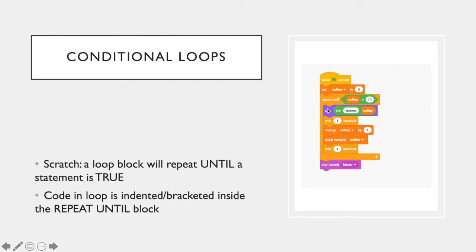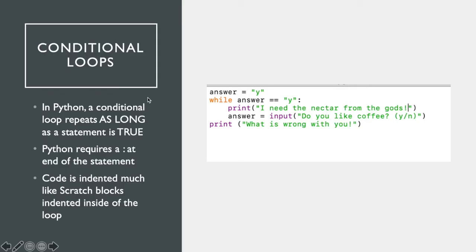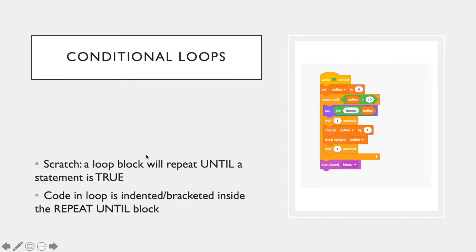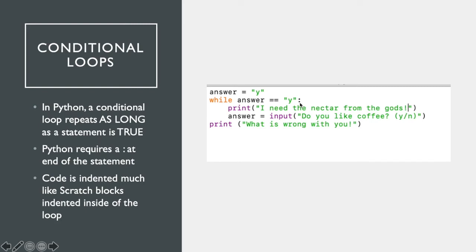This is pretty similar to Python, right? So in Python, a conditional loop is going to repeat as long as the statement is true. So where before in Scratch, we're waiting until a statement is true, Python's going to run it as long as the statement is true itself. And once it's no longer true, then it's going to kick itself out.